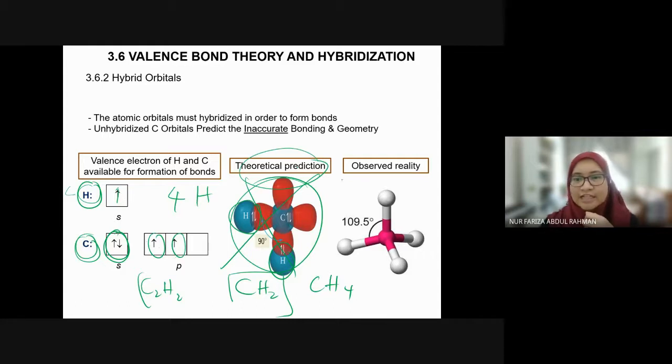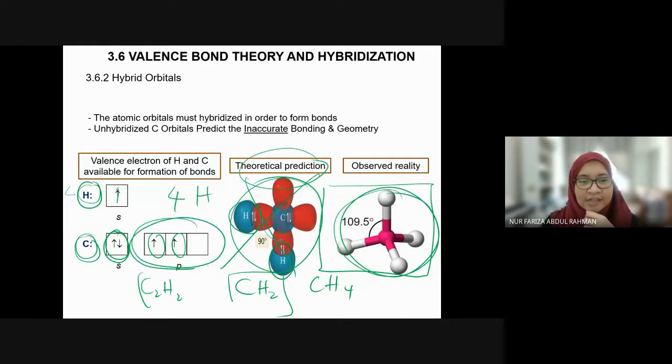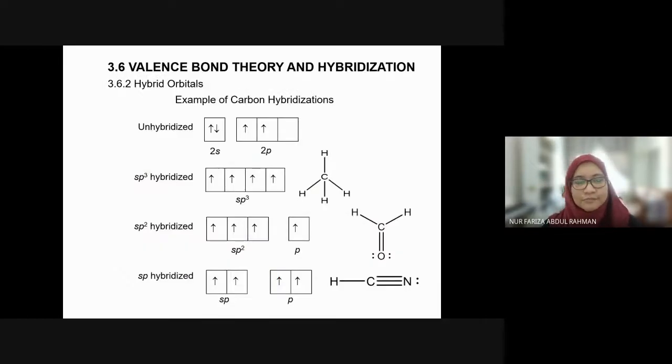Okay? Yang kita nampak adalah this one, CH4. So how do you explain this? Sedangkan dia hanya ada 2 unpaired electron. So how do you explain the 4 hydrogen ni masuk? Macam mana dia masuk sedangkan ada 2 unpaired electron from carbon? Okay? So the explanation is through hybridization. Macam mana hybrid? Kita akan tengok.